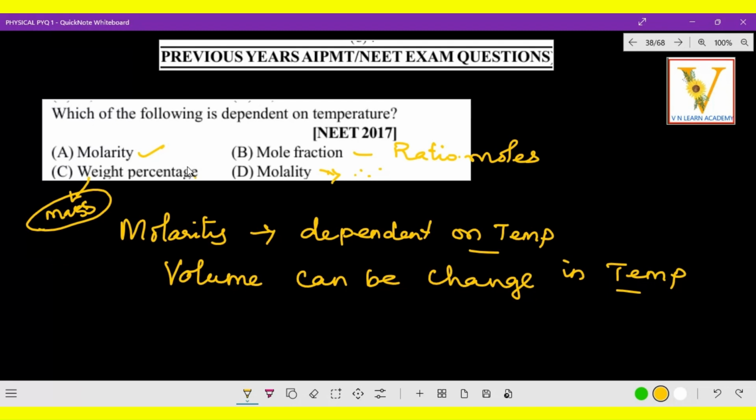Okay, so volume is dependent on temperature. Due to temperature, volume will be changing, decreasing or increasing, right? Okay, hope you got that idea. So option A is the correct option. Okay, come on, let's go to the next question.